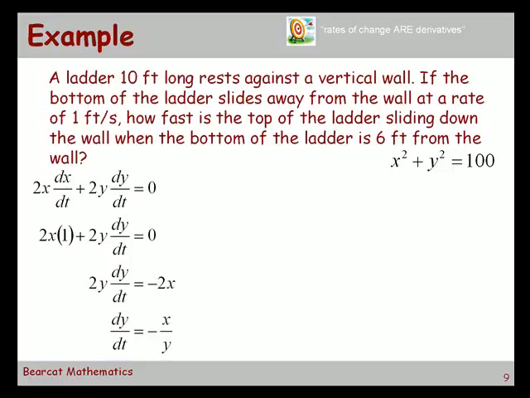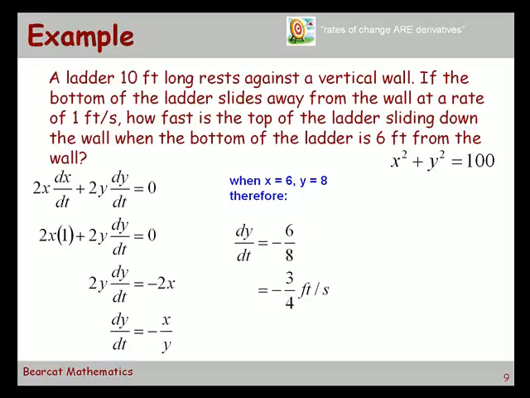Yeah, just go back to that Pythagorean relationship. When x is 6, y is 8. So 36 plus 64 would equal 100, right? So if that happens, therefore, dy over dt is negative 6 over 8, or negative 3/4. Now, this is negative. What does that mean?